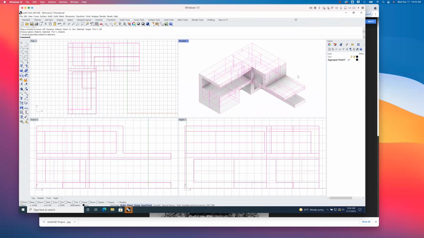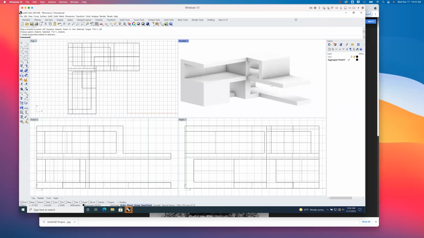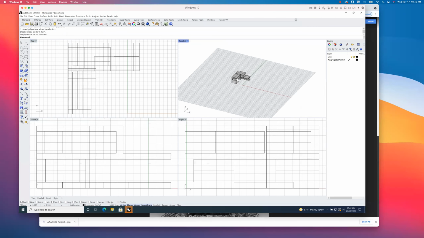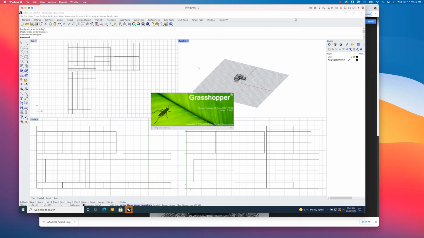So here I am with a more complex unit, but you get the idea here. Let me turn this on to X-ray or ghosted. Let's try ghosted. I like ghosted a little better. There we go. So on Monday we'll open up Grasshopper just to give you a preview of what's to come.